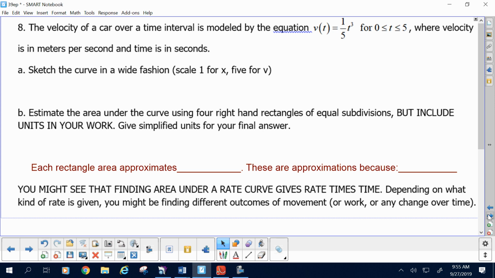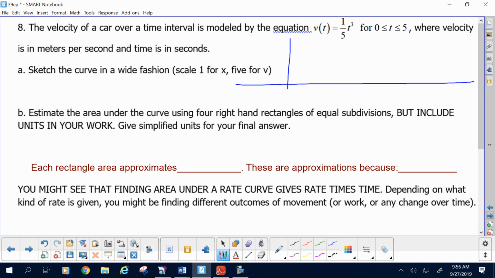Seems logical. I mean, you're at a stop sign. At that time, your velocity is 0, and then your velocity is not automatically 5 meters per second. You accelerate, you gradually increase, right? So this is actually a lot more like real life than all the algebra and physics you've done beforehand, which assumes uniform motion. That's not how life works. You don't always go 30 miles per hour. It changes. So in this case, then, I want you to sketch the curve in a wide fashion.